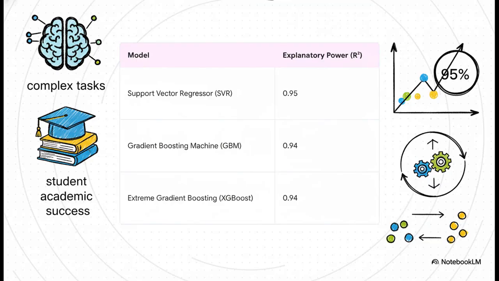And this is where choosing the right kind of model makes a huge difference. Take a look at this. This is from a study trying to predict how well students would do in their courses. These more advanced models, like SVR and XGBoost, were able to explain up to 95% of the variation in student performance. I mean, what that really means is they were incredibly good at pinpointing the factors that lead to success. That's some serious predictive power.